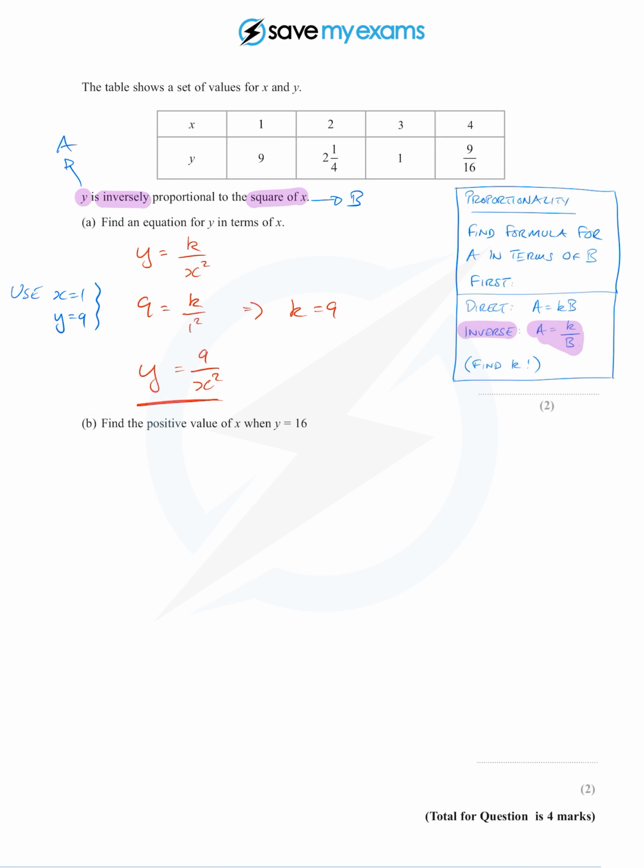And there we go. Now it asks me to find the positive value of x when y is 16. So I need to rearrange this to get x squared equals. Now, some of you might not like doing that. By all means, do this any way you like. But I'm actually going to cheat slightly.